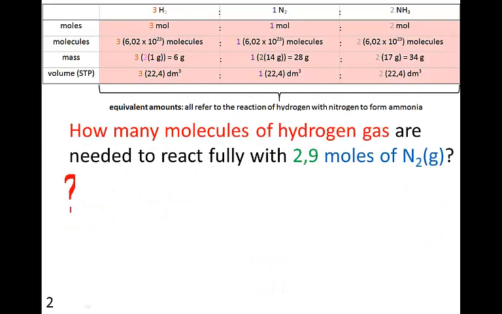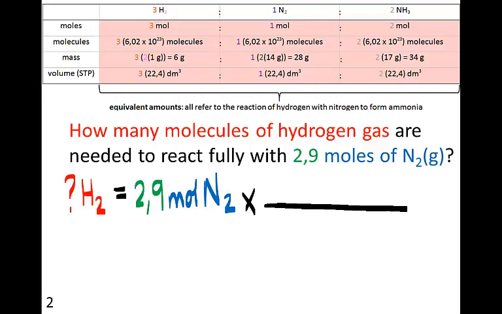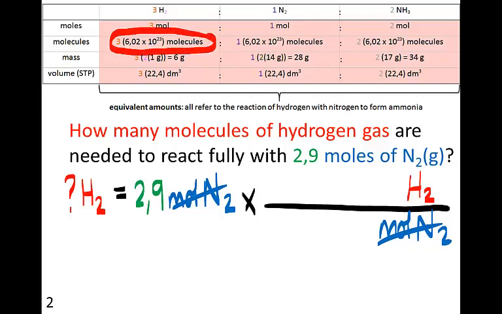How many molecules of hydrogen gas are needed to react fully with 2,9 moles of nitrogen gas? Obviously according to this equation. So we can use the reacting ratios as our conversion factor. What kind of reacting ratio do we need in our conversion factor? Well, we must have mole of nitrogen gas at the bottom, and we must have hydrogen molecules, not moles, at the top. So here we have hydrogen molecules, and there we have moles of nitrogen.